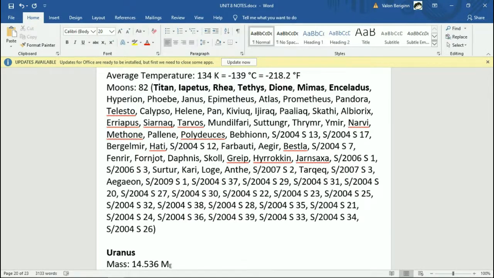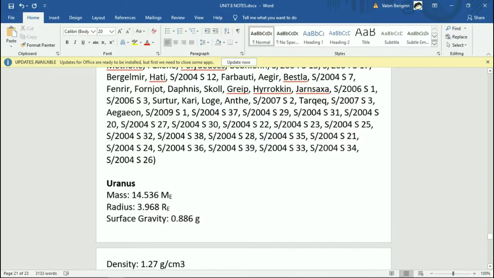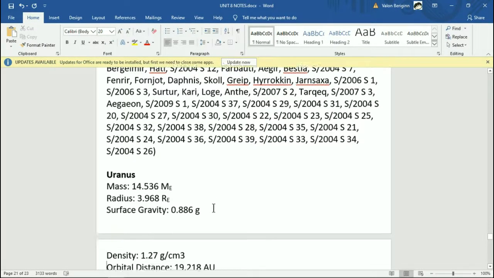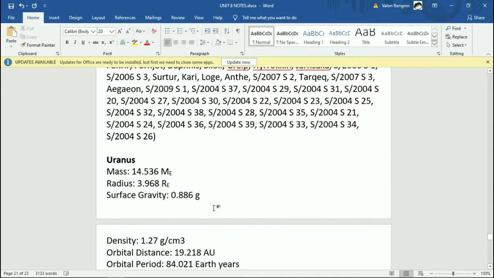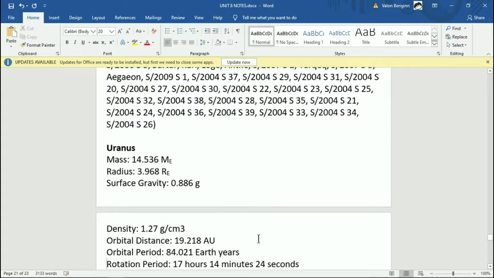Mass, again, it's about 14.5 times the mass of the Earth. It's a little bit less than 4 times the radius. Surface gravity is actually a little bit less than the Earth's. Density is more than Saturn, but not much. It's about 19 AU away. It takes 84 years to go around. It rotates in about 17 hours.